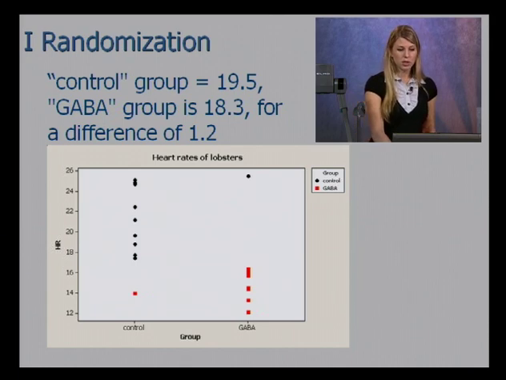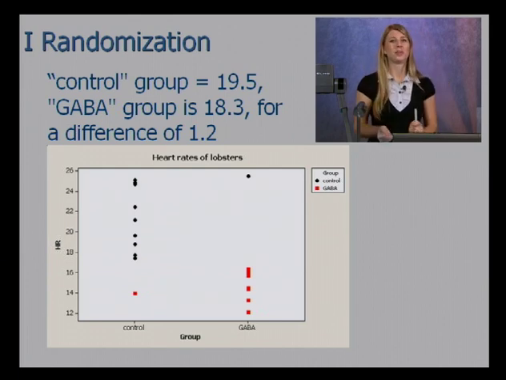So the first group, the control group, now has a mean of, now I put in a control group because it's not a true control group. It's a group that's a mix of GABA and control. It's a random group that we're going to call control. And now this average is 19.5. The GABA group, it's not really a GABA group, it's just a random shuffled group, has a mean of 18.3.